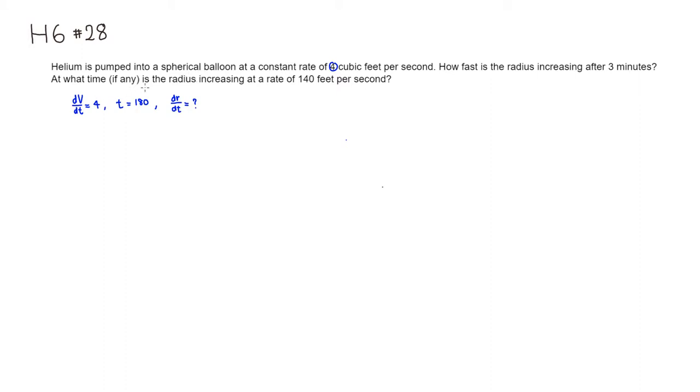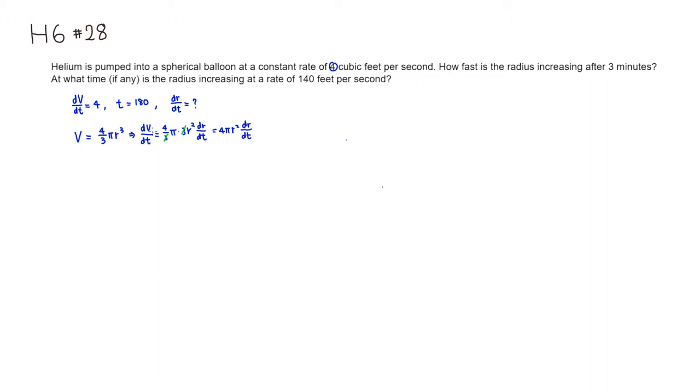So let's find out. We're talking about the spherical balloon, so the volume of the sphere is 4/3 pi r cubed. If you take the derivative of this, you get dV over dt is equal to 4/3 pi, then the derivative of that is 3r squared dr over dt. So we can cancel the 3 on the bottom and the 3 on top. This is going to be simply 4 pi r squared dr over dt.